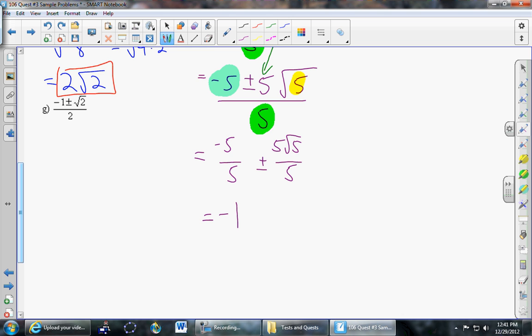So yes, some 5s cancel, but you got to be really careful which ones cancel. That 5 is inside the radical. That one's not. They have no interaction with each other. It's these 5s that cancel. So this is plus or minus 1 radical 5. I didn't write the 1.